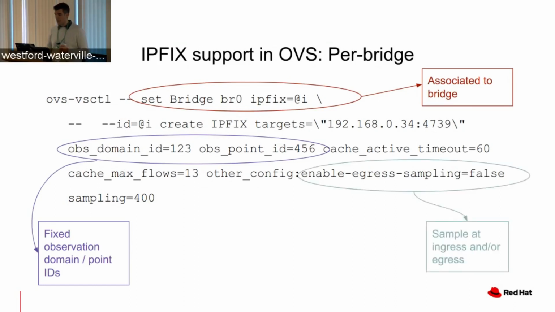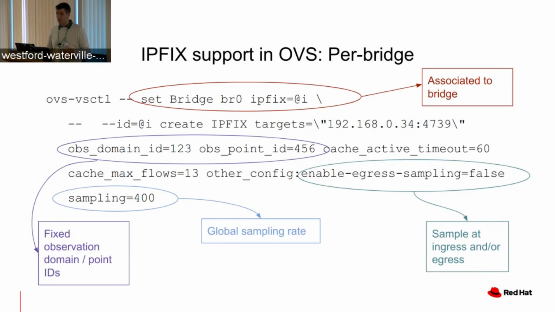You can configure egress or ingress sampling. And you have a global sampling rate. So in this one-liner, we have specified sampling equals 400. By the way, it means 1 on every 400 packets will be sampled.